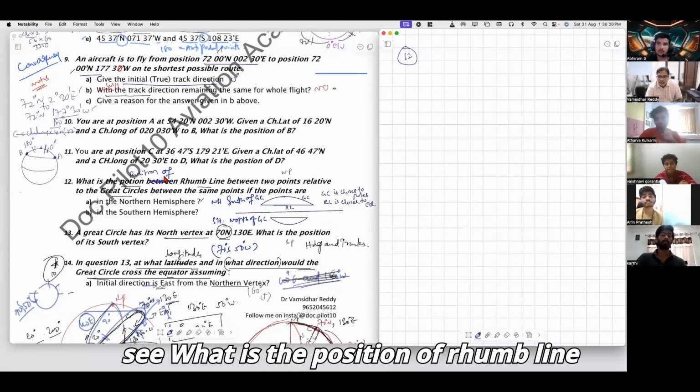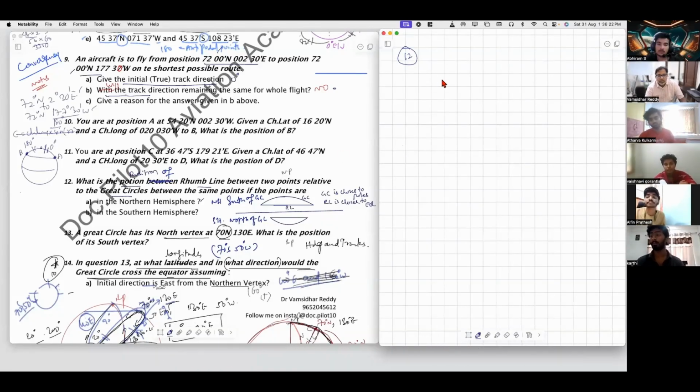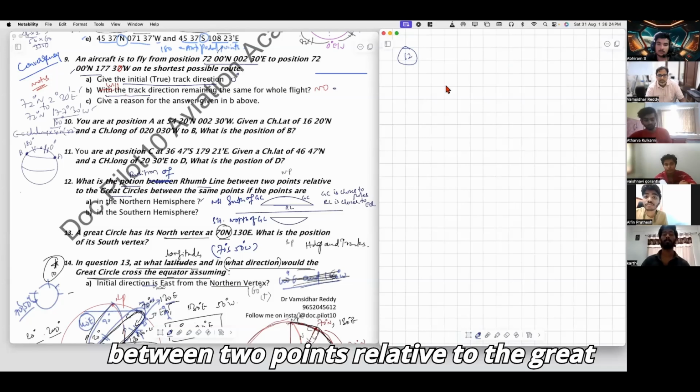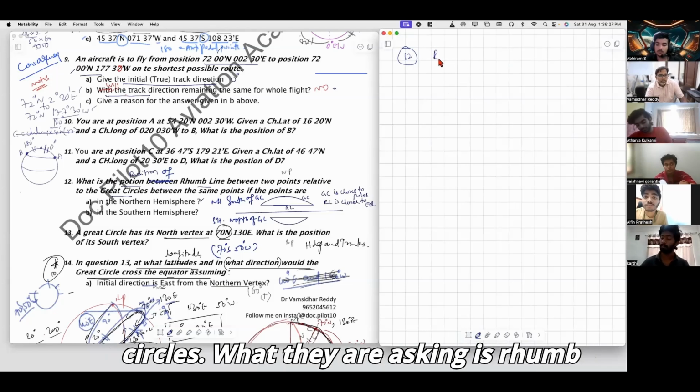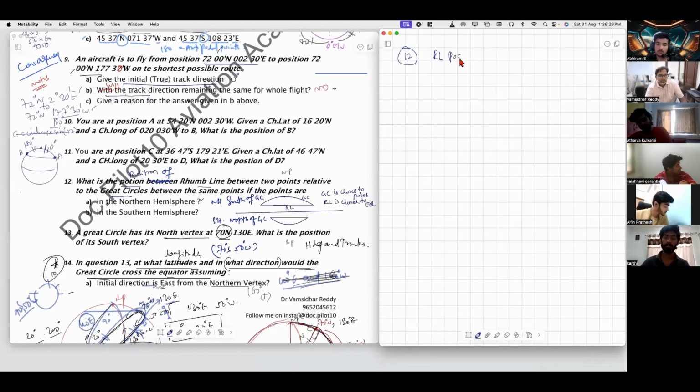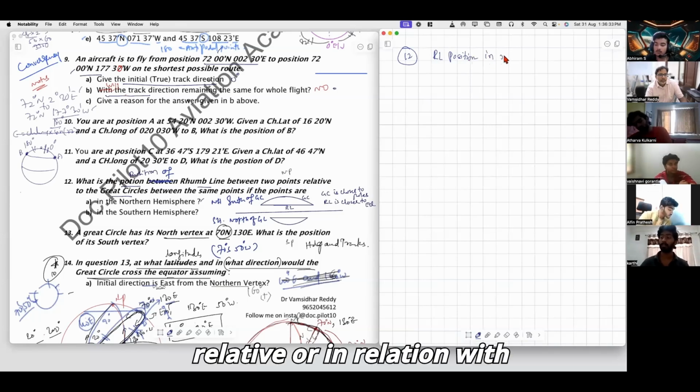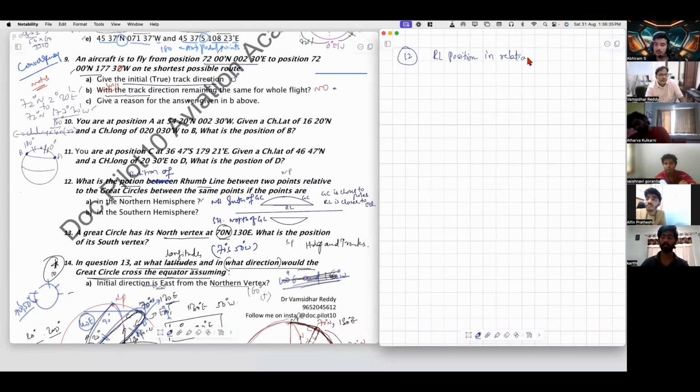What is the position of the rhumb line between two points relative to the great circles? What they are asking is the rhumb line position relative to, or in relation with, the great circle. Okay.